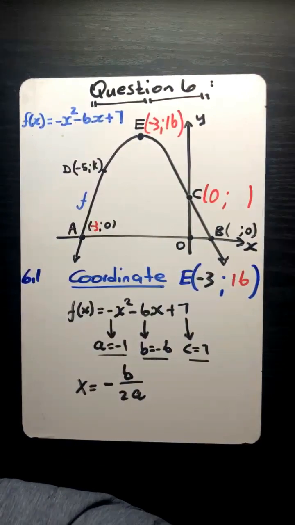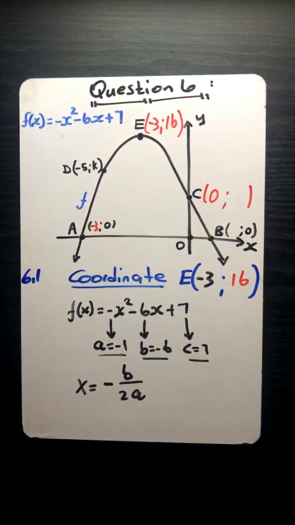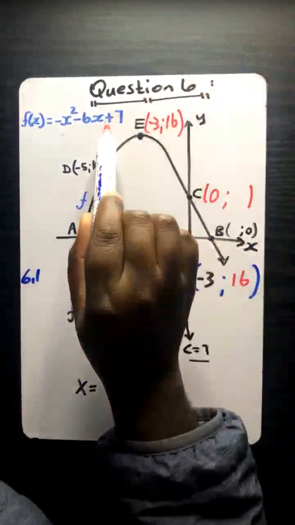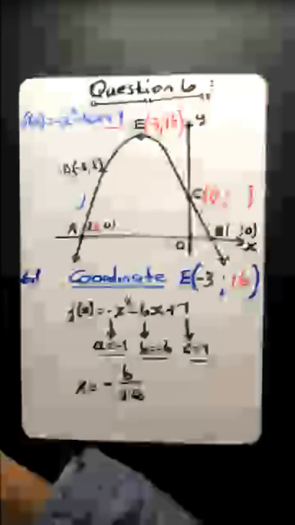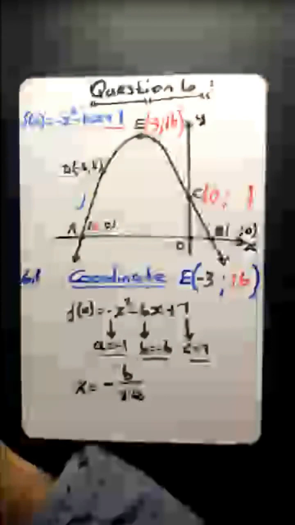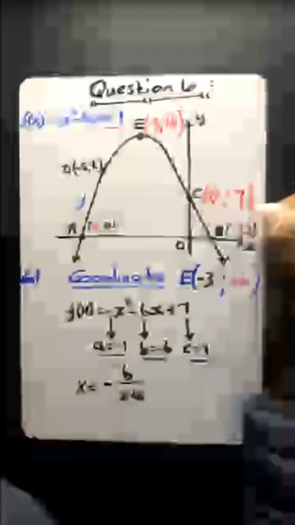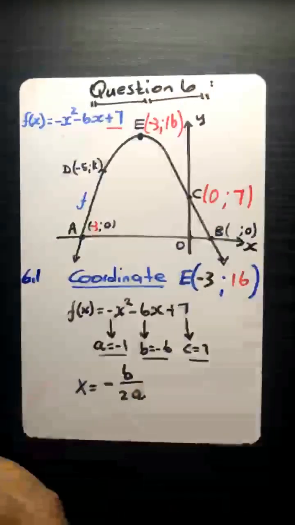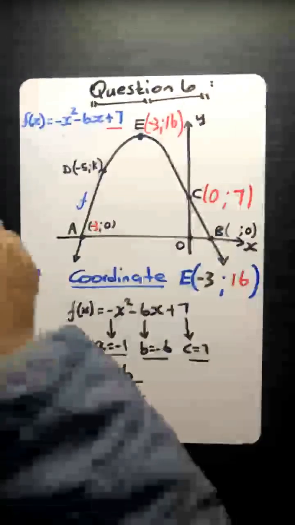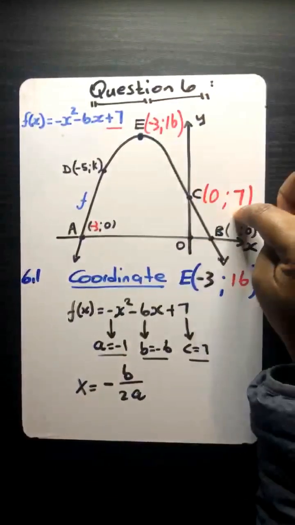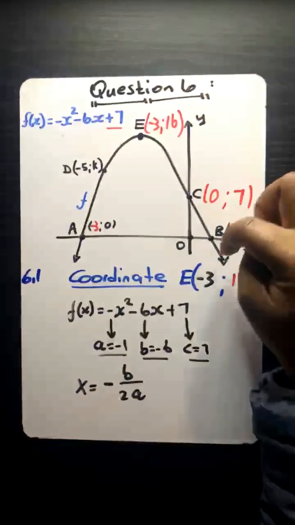Okay, so the reason is because it has shifted upwards by 7 units. Remember, C tells us more about the vertical shift. So that is the reason. You say C is 7 because it has shifted upwards by 7 units.